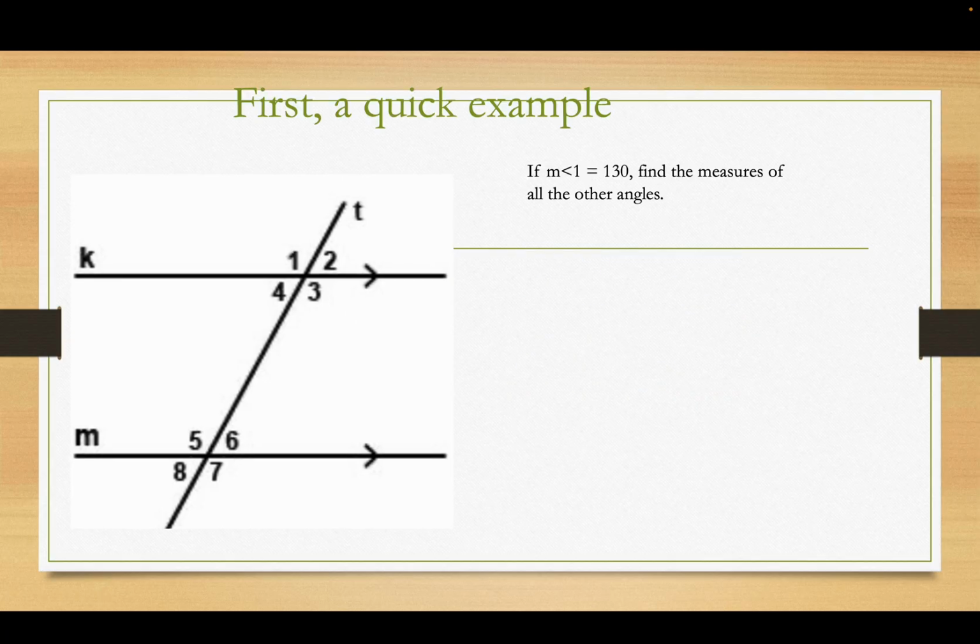Okay, if the measure of angle 1 is 130, find the measures of the other angles. Don't necessarily do stop and start. Do the best you can.